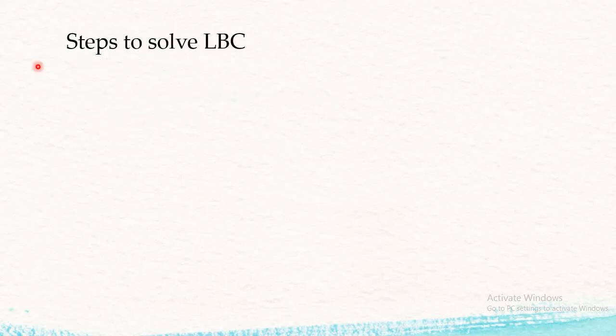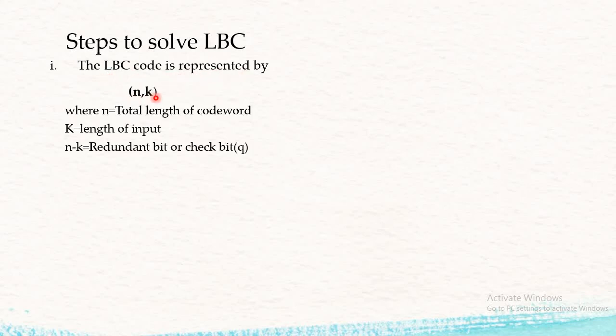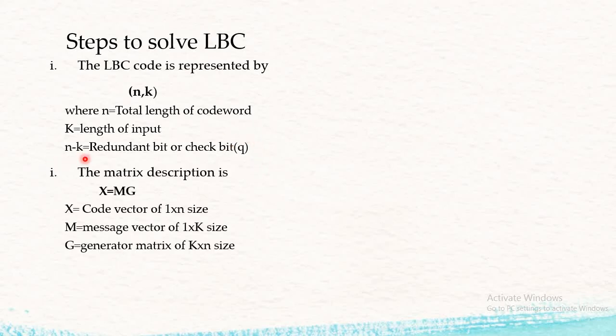So first we will discuss the steps to solve LBC. The first step of LBC is the representation of an LBC. A linear block code is represented by (n, k). Now what are this n and k? Where n is the total length of a code word and k is the length of the input, and n minus k represents the redundant bits or check bits. It is generally represented by the term q. So you can also say that q is equal to n minus k.